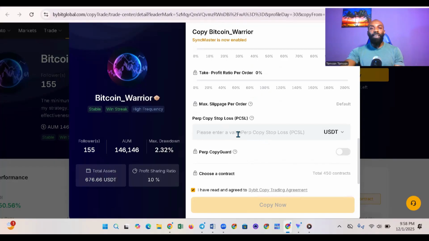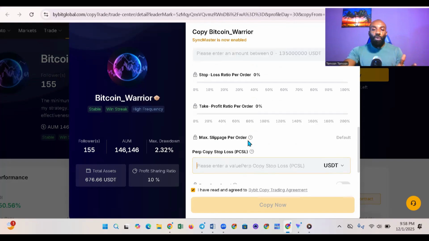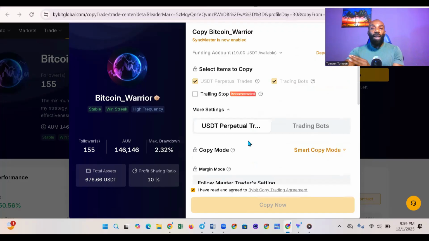You can see here, it says please enter a value per copy stop loss, okay? So here you can decide to put an amount like $100. If this guy loses my money up to $100, please close the trade. You can decide to put that there, okay? But if you decide to leave it just the way he has set up his own trade already, it means that he's going to be taking percentage. Let's assume on his own personal account, if he loses 5% of his account, then on your own account also, you'll be able to lose 5%, or you're going to be making profit of 5%. So his stop loss automatically becomes your stop loss. His take profit automatically also becomes your take profit, okay? Do you understand that? That is the way it actually works, okay?